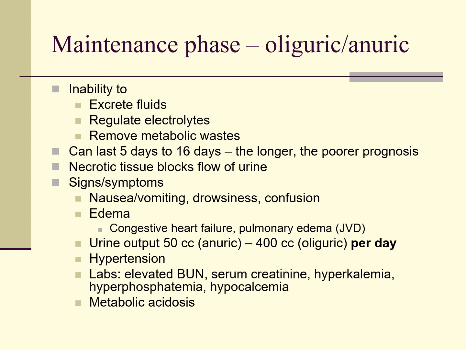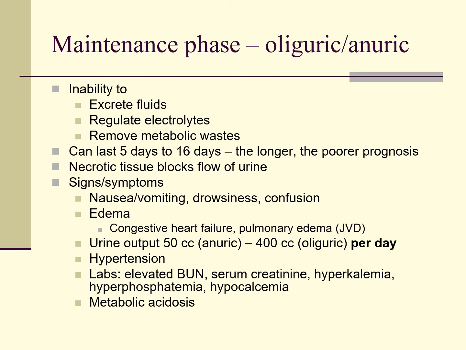And this ischemic, sloughed necrotic tissue will block the flow of urine. And here's some of our signs and symptoms. As they become more and more toxic, they become nauseated, they may become more obtunded, they're drowsy, they're confused. They will show edema, and the edema could be peripheral or it can be pulmonary, so it can look like congestive heart failure with pulmonary edema. It can also be edema of the extremities.